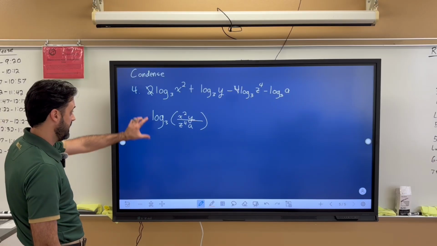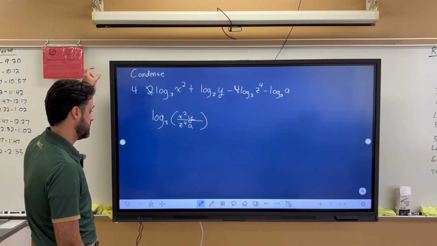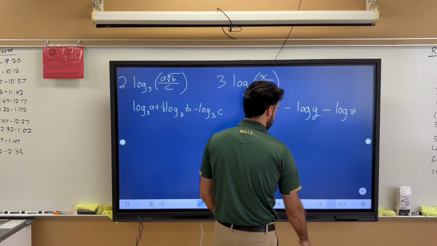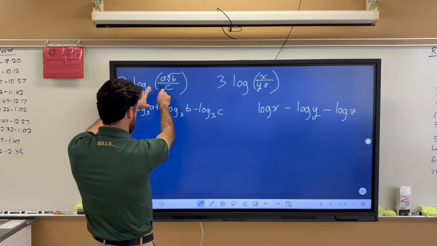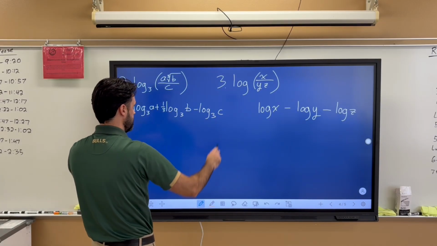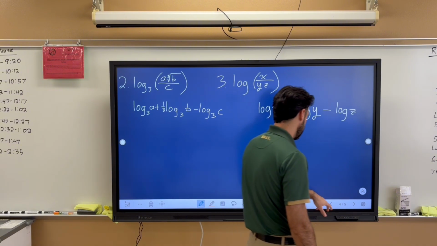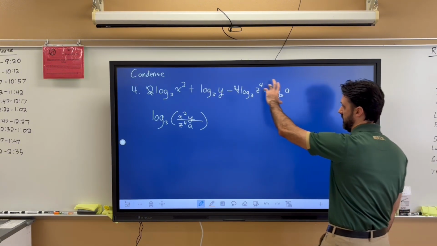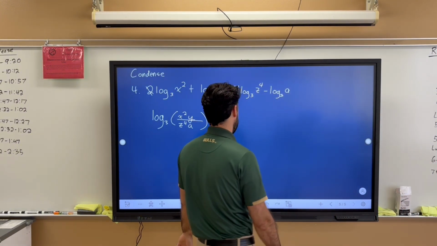All right? So again, if you're expanding, you're going from having one log to however many variables there are, you're going to have that many logs. Or vice versa, you're going from having multiple logs down to a single log. That's all we're looking to do here.